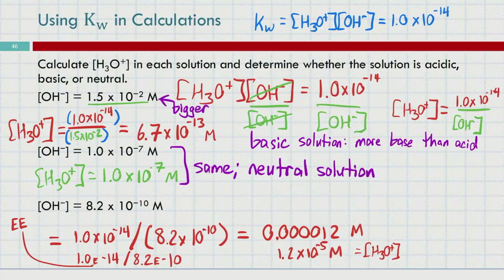Then to figure out if it's acidic or basic, we compare. Is our acid number or our base number bigger? The acid number is bigger. Since we have more acid than base, this is an acidic solution. Questions?